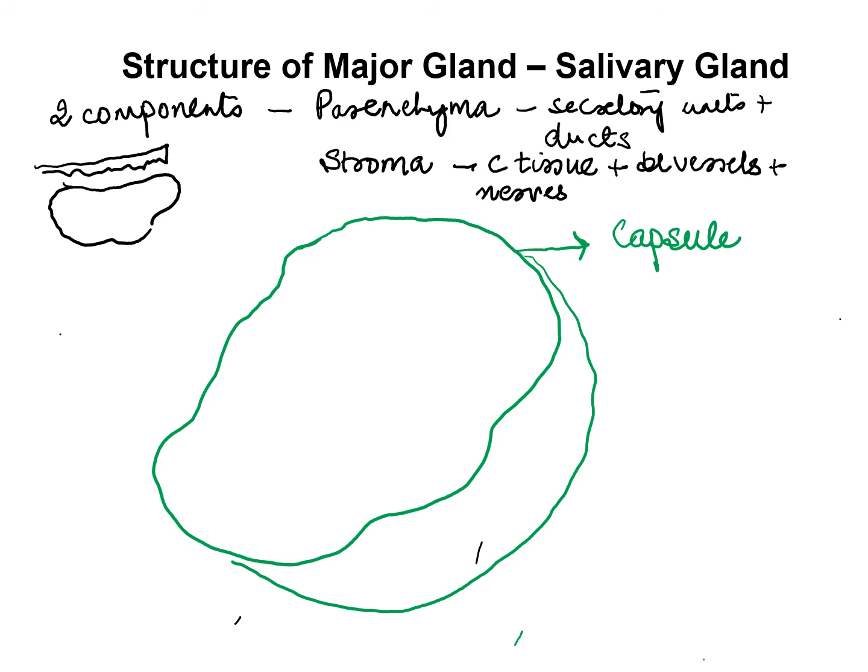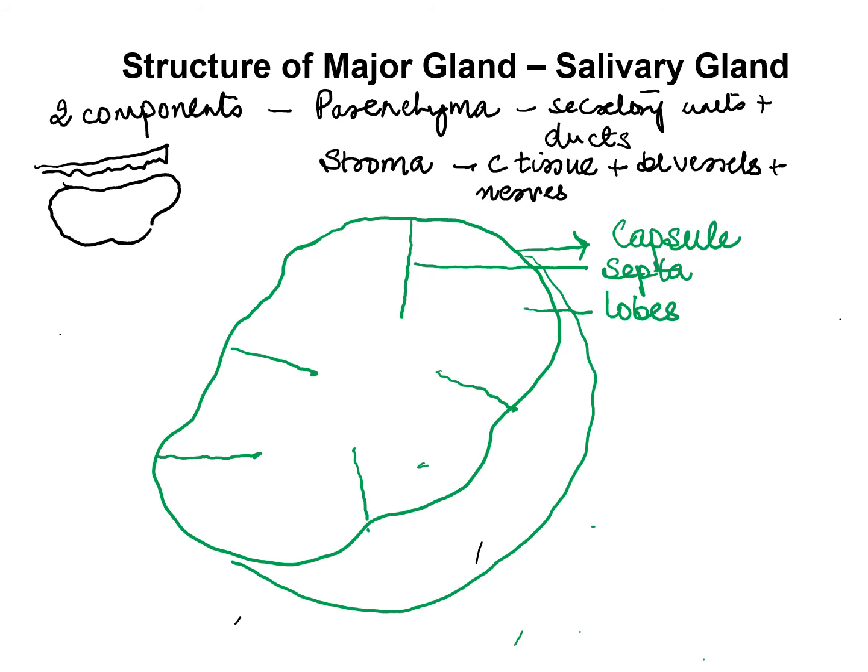This capsule is the dense fibrous connective tissue which is keeping the gland together. From this capsule run septa towards the interior. So the blood vessels and the nerves are being carried towards the interior by means of these septa. These divide the entire gland into smaller components called lobes.